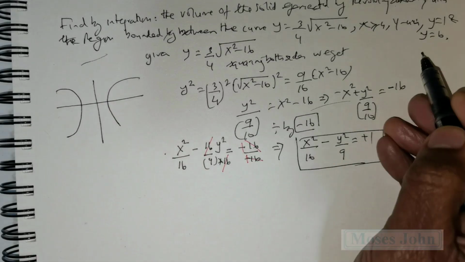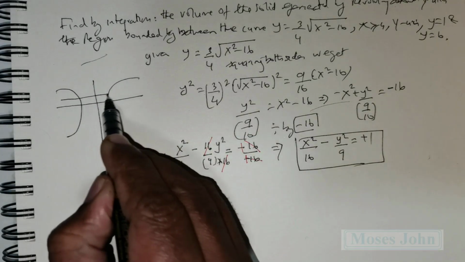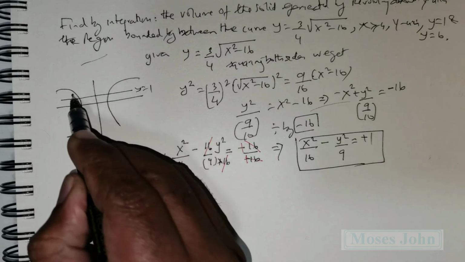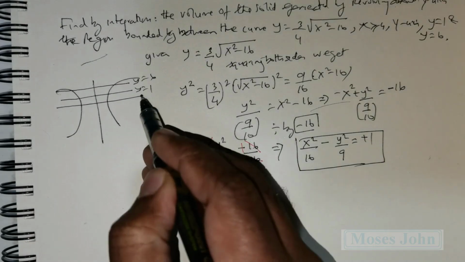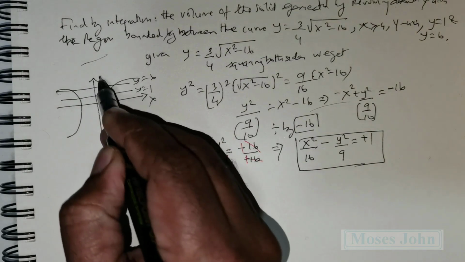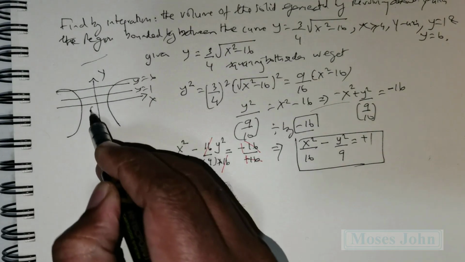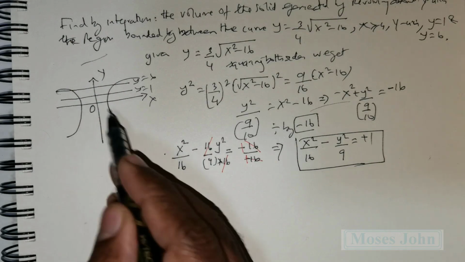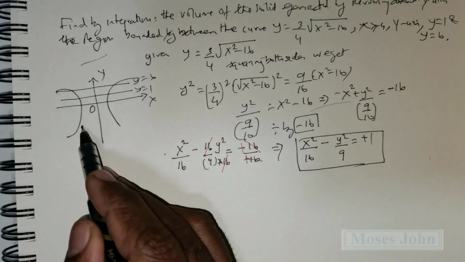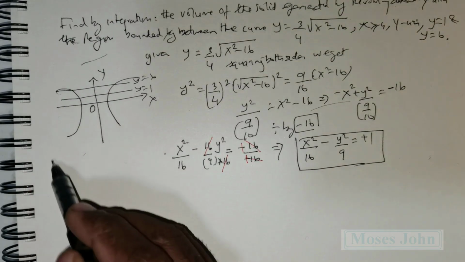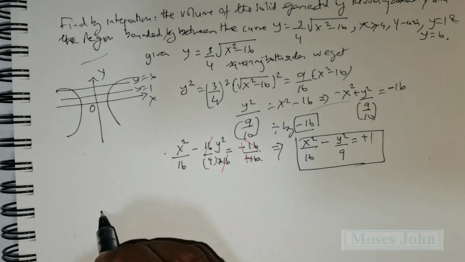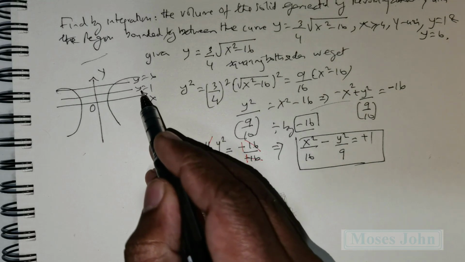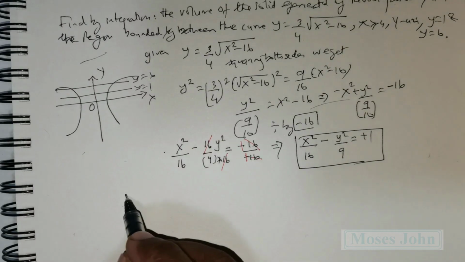Now you're given lines y is equal to 1 and y is equal to 6. So this is a rough diagram. This is your x-axis. This is your y-axis. This is the origin. So you are asked to revolve this hyperbola portion and find the volume of that revolved portion. Now the limits are given for y.